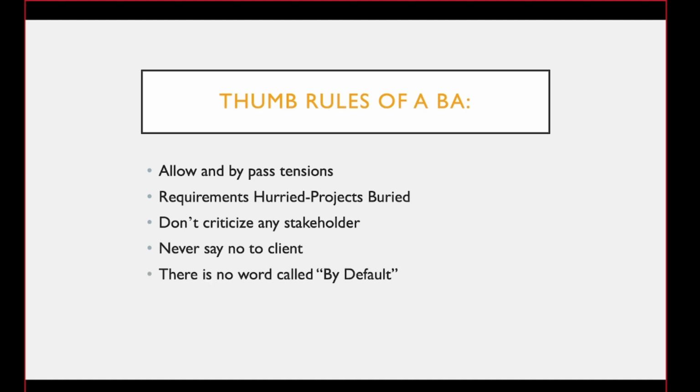And there is no word called default. So do not ever promise them by saying that by default you will get this, by default you will get that. If they say this field needs to be here and this message needs to be here, don't say, yeah, we can do it by default. You say, okay, I will document that, and my technical team has to check it, and the system architect or the dev lead will check if there is any complication involved in that.